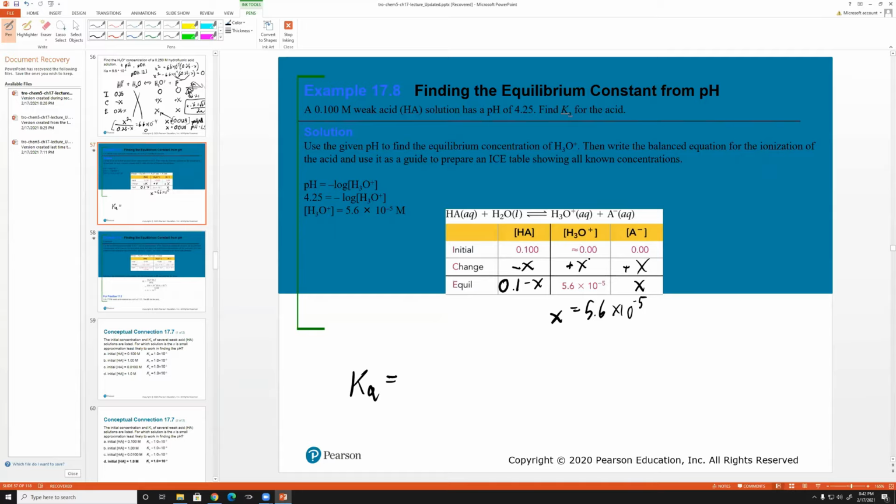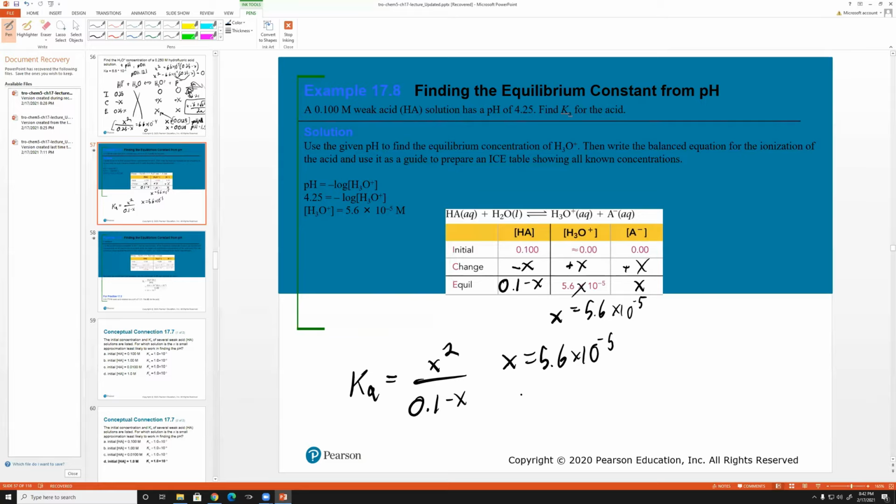Yes, okay. Because for the products, you know what X is equal to already. Let's say this was just X, this would be the expression, X squared over 0.1 minus X. Same thing we've always been dealing with. But now we know that X is 5.6 times 10 to the negative fifth. So we can just plug in this value for X, and for 0.1 minus X. Exactly. Christina is correct with what she wrote in the chat. And then you can solve that.